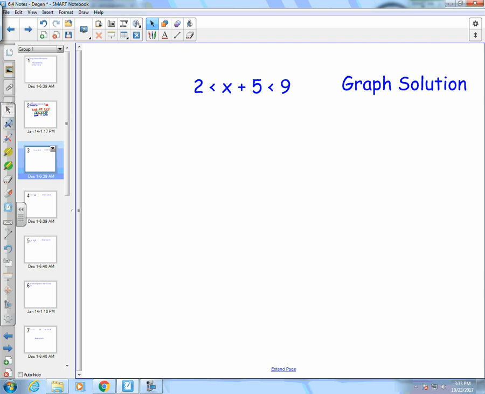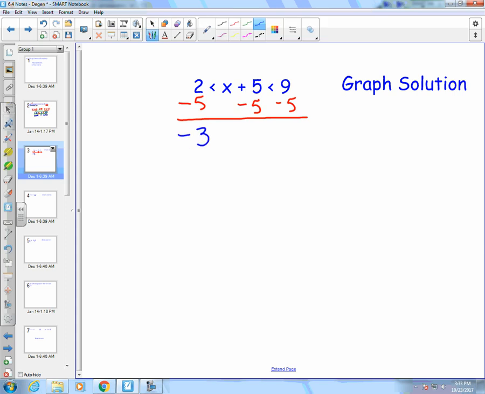If we see this as a math problem, we have 2 is less than x plus 5 is less than 9. We need to have as our goal to have x all by itself. So that means that we are going to subtract 5 from all three sections. When we subtract 5 from all three sections, that gives us -3 is less than x is less than 4. Now this compound inequality is our answer, and we're also going to graph this solution.